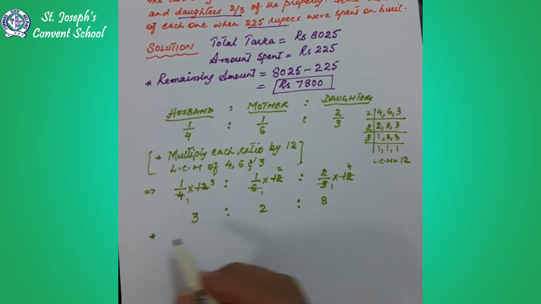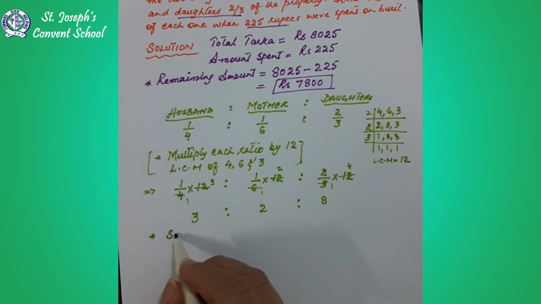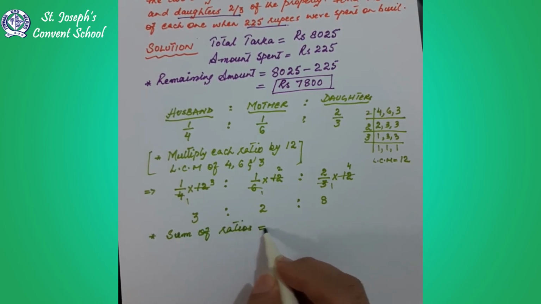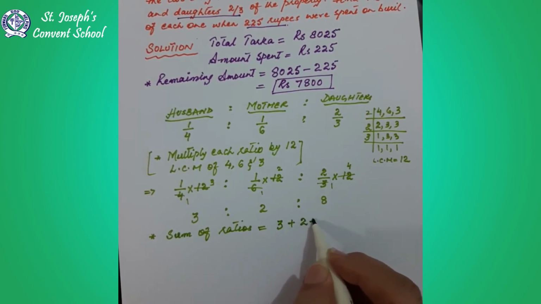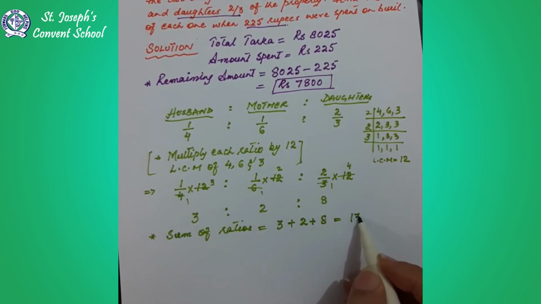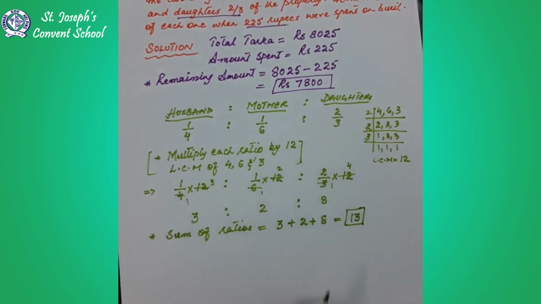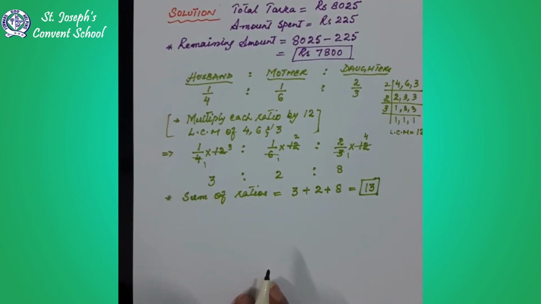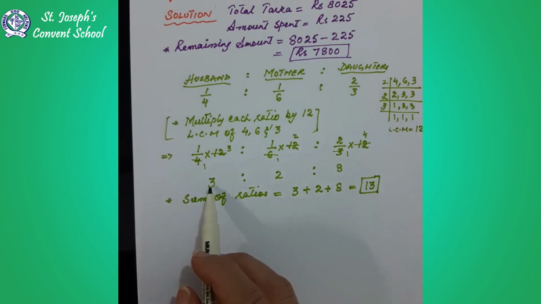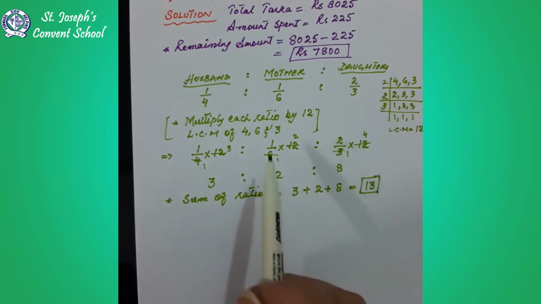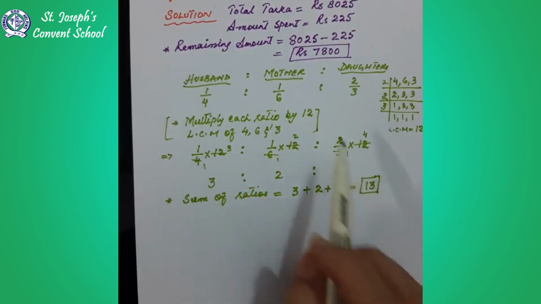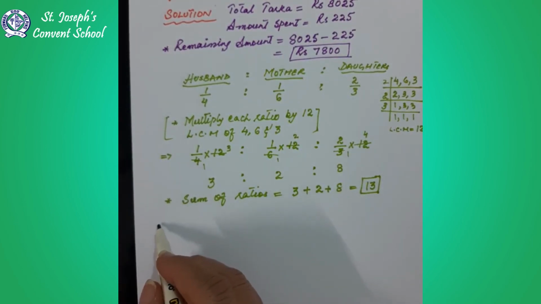The remaining part you do the same way as in examples 1 and 2. The sum of ratios equals 3 plus 2 plus 8, which is 13. So how are you going to solve it? First is the husband's share, then the mother's share, and third is the daughter's share. So 3 divided by 13 into the remaining amount, then 2 divided by 13 into the remaining amount, then 8 divided by 13 into the remaining amount. One by one you are going to find them.